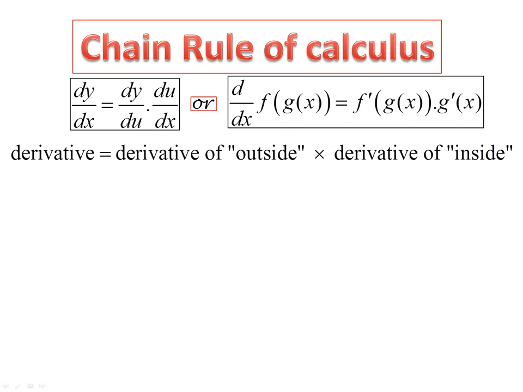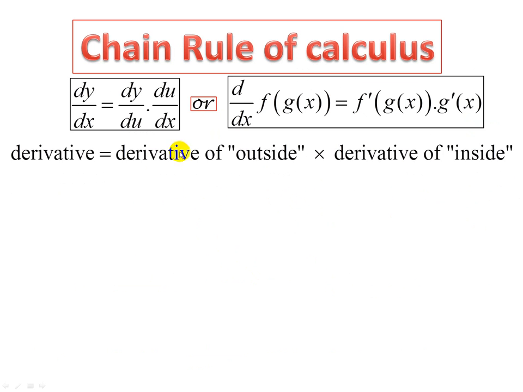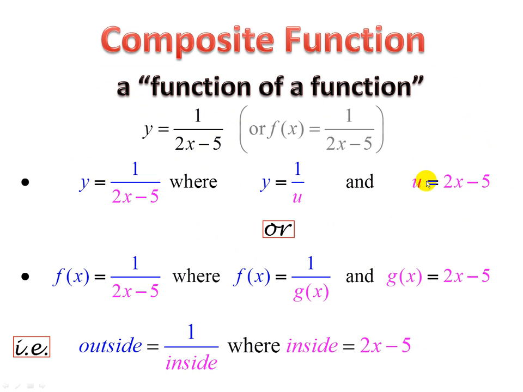Now, here's the rule. The chain rule of calculus says dy by dx equals dy by du times du by dx. So if we look at this previous example here, what we would do is we would say dy by du, so we would differentiate this here, keeping u just as u, and then times du by dx. So we would say differentiate that times differentiate that. And obviously, once we differentiate it, we will write 2x minus 5 where the u is.